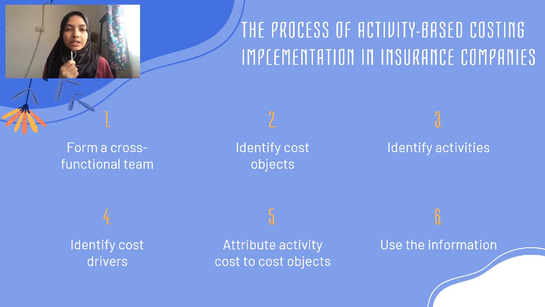Moving on, the next is the process of activity-based costing implementation in insurance companies. The implementation of activity-based costing in service companies, and insurance companies as well, is usually carried out through the following phases. First, form a cross-functional team. Second, identify cost objects, items for which there is a need for cost information. Third, identify activities. Fourth, identify drivers, the agents that cause costs to be incurred in the activities. Fifth, attribute activity costs to cost objects. And sixth, use the information.